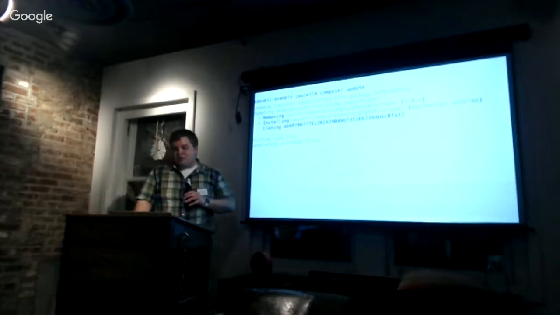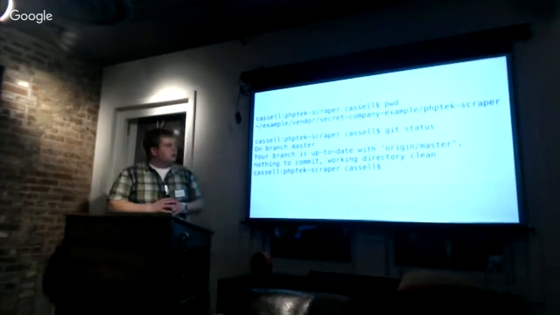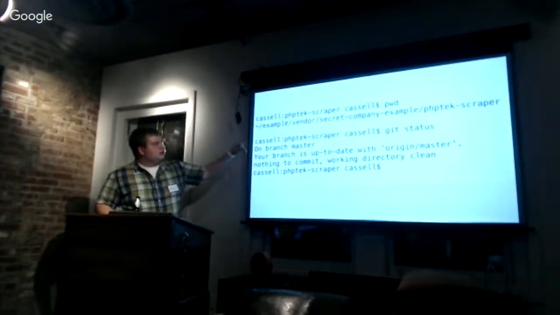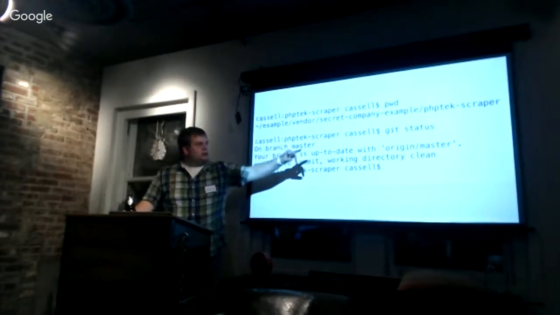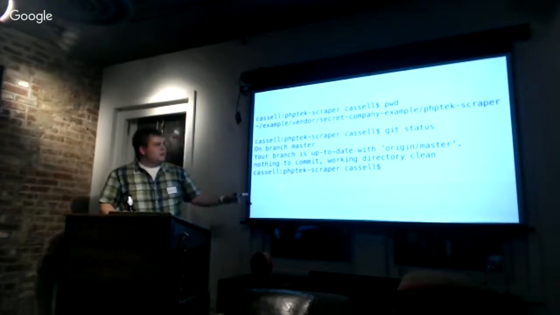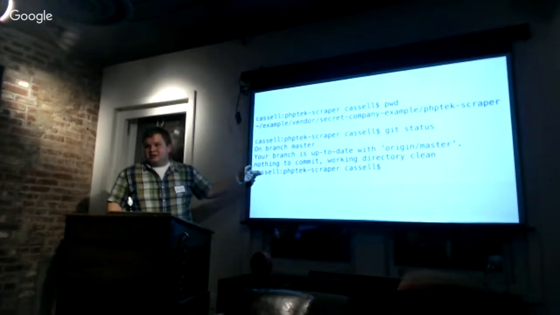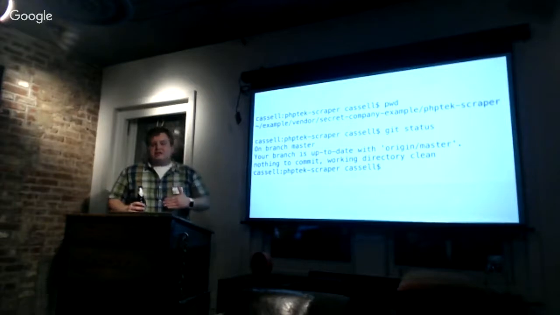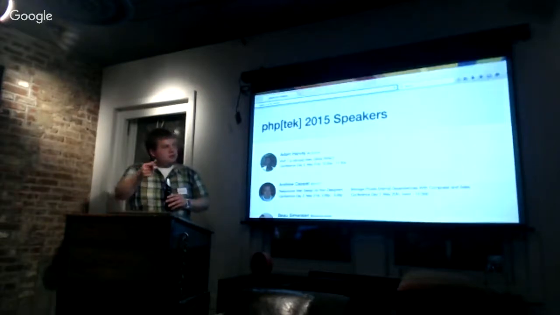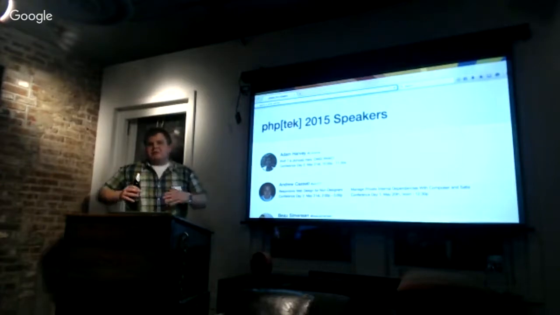Now, if you go into the actual vendor folder, secret company example, PHP text scraper, and you run a git status, you'll see we're pointing to another Git repository. So it's actually kind of like a Git submodule at this point. We're working within that, and the autoloading and everything continues to work. If you go back to the page and hit refresh, it keeps working. It doesn't matter if it's in another repository or it's a downloaded package.